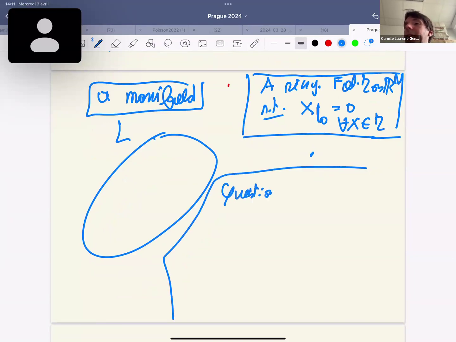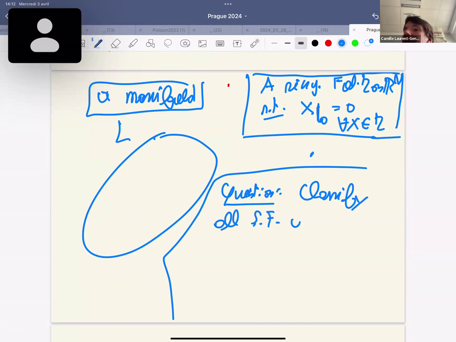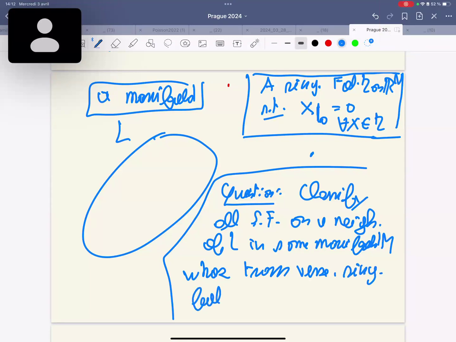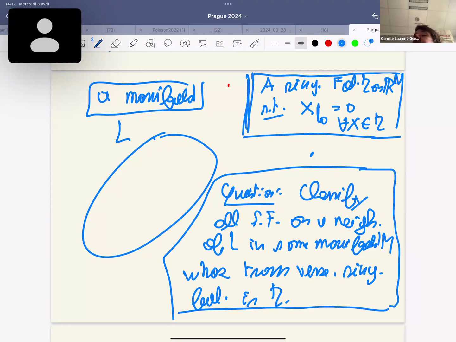And the question is, can we classify all singular foliations on a neighborhood of L in some manifold M, okay, whose transverse singular foliation is T? That's the precise question. But given a singular foliation, didn't you say before that the transverse one is unique? Yes, that's why I choose one. So it's up to global issues or what? Like the topology of the leaf plays a role or what?